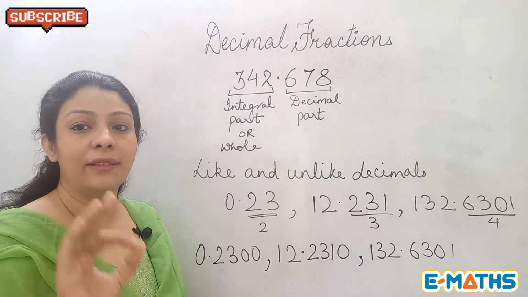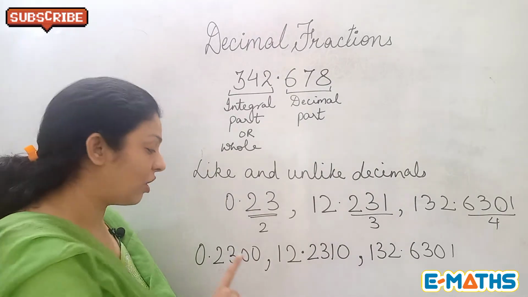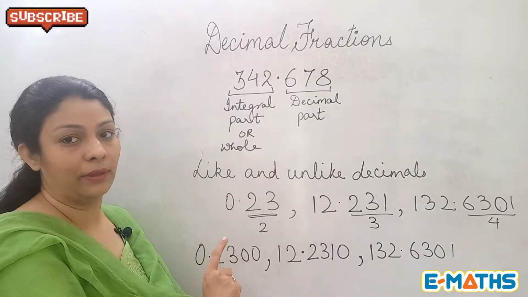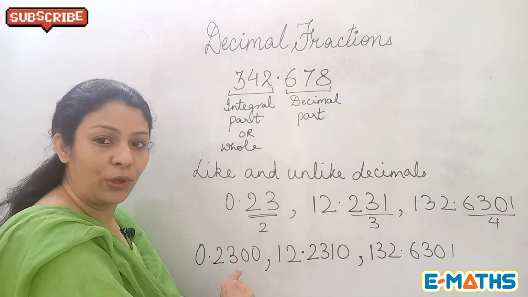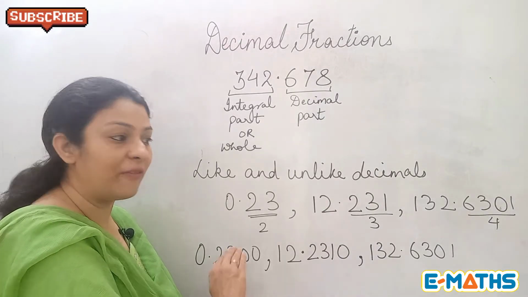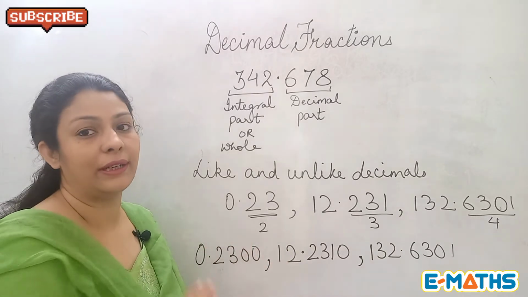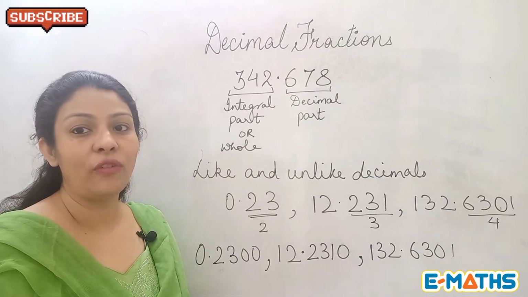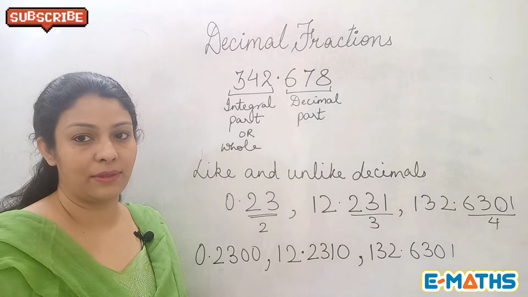Make sure you're adding the zeros at the end, because that will not change the value of the actual number. This number is actually 0.23 only. But since we have to make them like, we have added zeros at the end of it. That's how we make unlike decimals into like decimals.